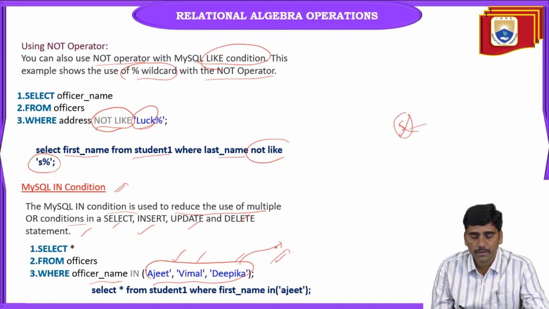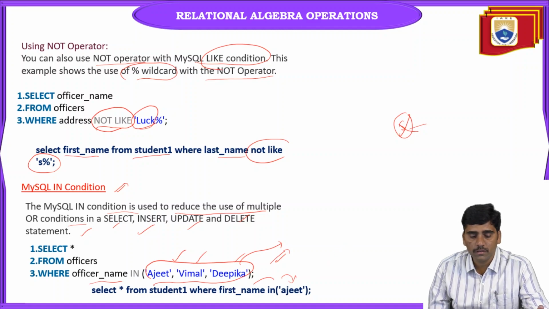Take an example: select star from student1 where first name in Ajit. That indicates the first name in Ajit. So in the first name column, if Ajit is there, then it displays. If Ajit is not there, it does not display.